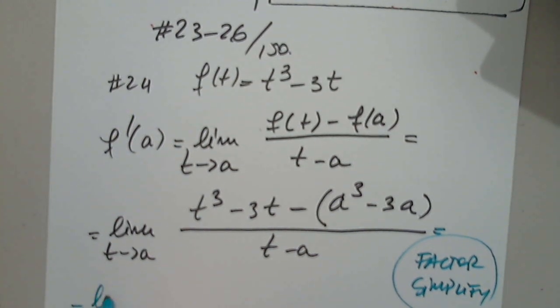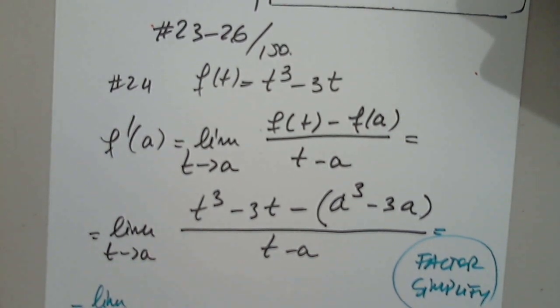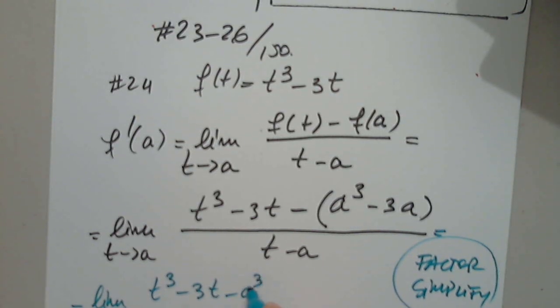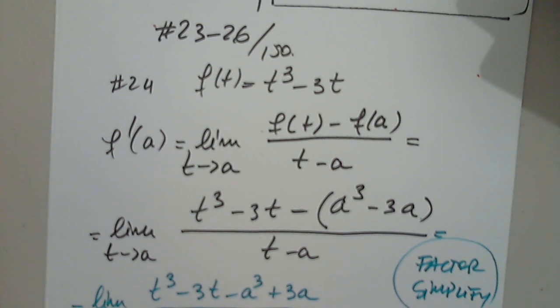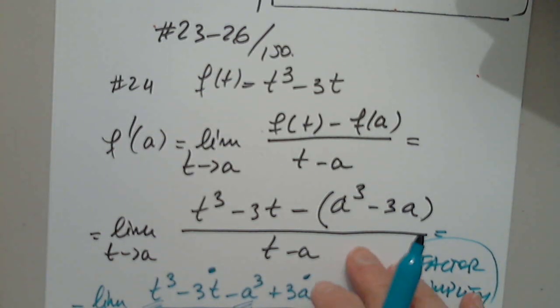Okay, so we have limit as t approaches a. I'm going to redistribute and see what has to be done here. T to the third minus 3t minus a cubed plus 3a divided by t minus a. So obviously I'm going to group this with this, and I'm going to group t to the third with negative a to the third. Let's review something very important.